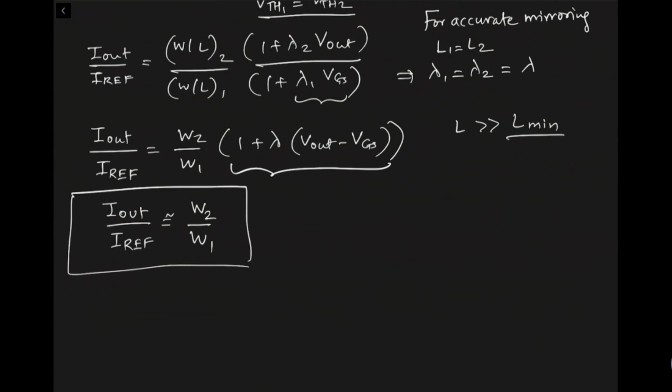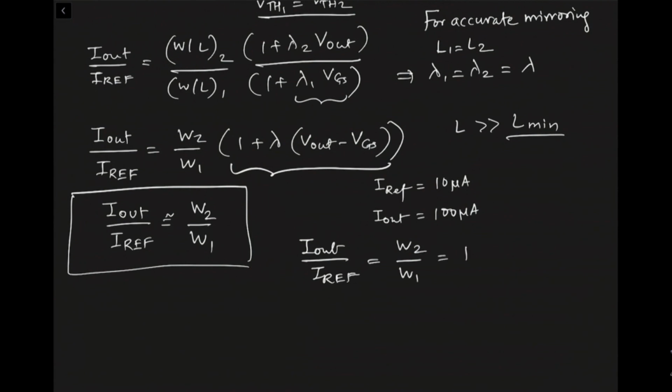So let's say that you want to get your current mirrored in such a way that your reference current is equal to 10 microamps, and I would like to get an I out or current source of, let's say, 100 microamps. Okay, then obviously what you would do is I out divided by I ref is equal to W2 divided by W1 is equal to 10, which means that W2 should be 10 times W1. This is very easy to do, correct?